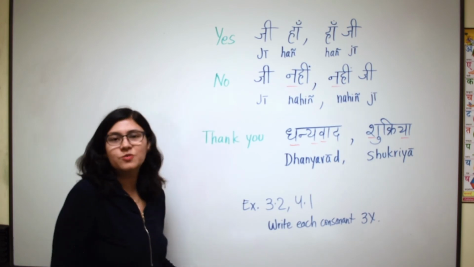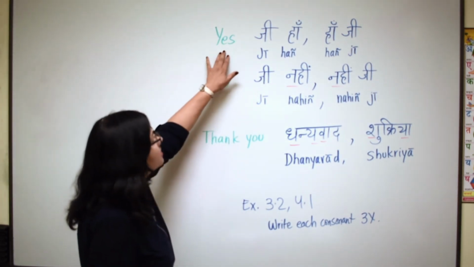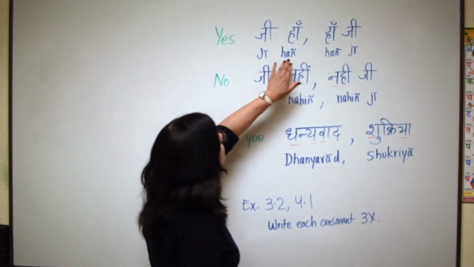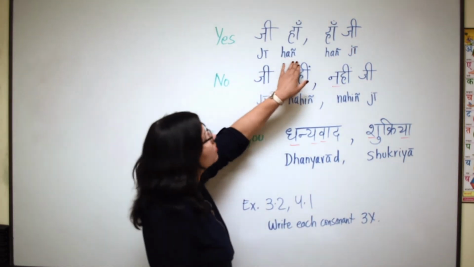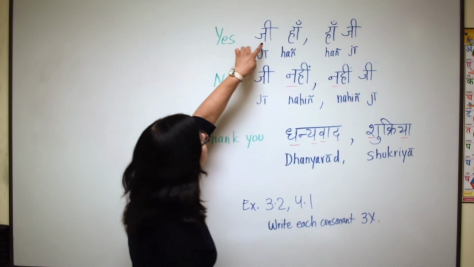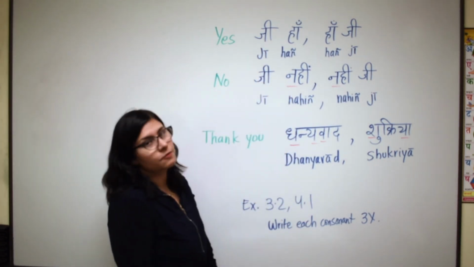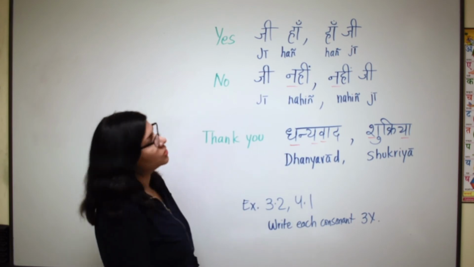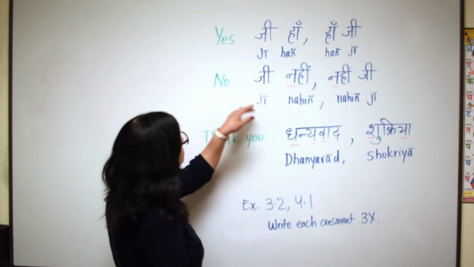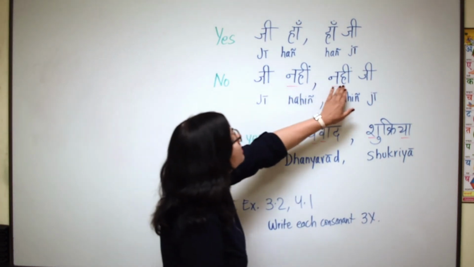So now we are going to do some speaking practice. Okay, we are going to learn how to say yes in Hindi. Okay, so it's called Ji Ha. Okay, and you can also say Ha Ji. Ji is a respect marker that we use. So it's a very polite way to say yes if you are including Ji. Okay, Ji Ha, Haji. Okay. And then no similarly has Ji. Ji nahi. Okay. Nahi ji.